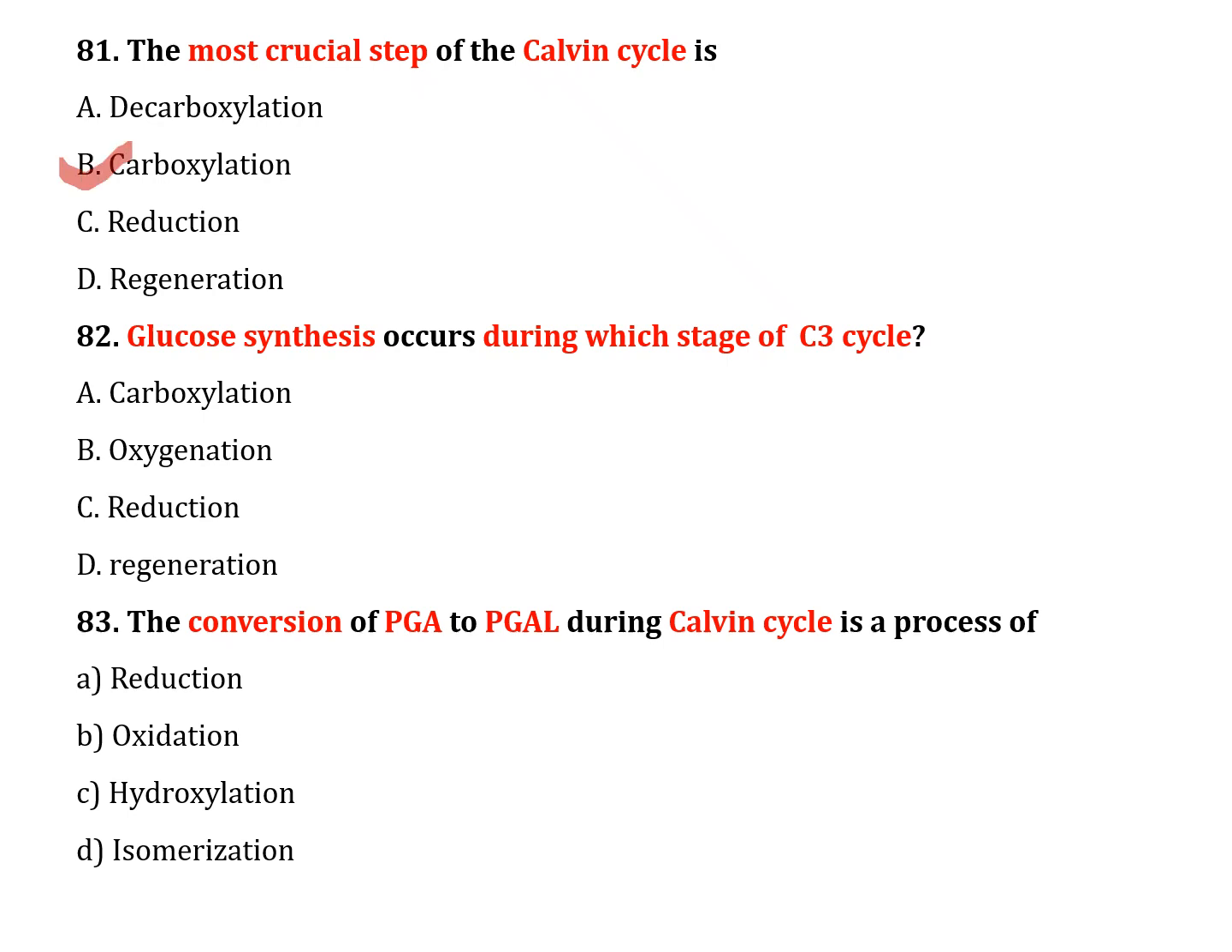The next question, number 82. Glucose synthesis occurs during which stage of the C3 cycle? Option A, carboxylation; option B, oxygenation; option C, reduction; option D, regeneration. The correct answer is option C, reduction.